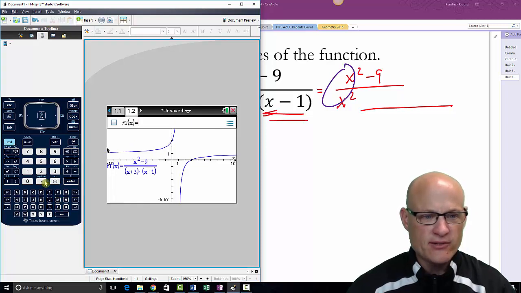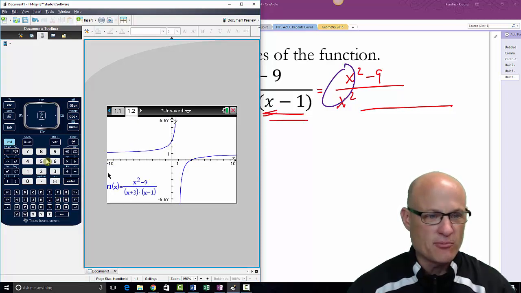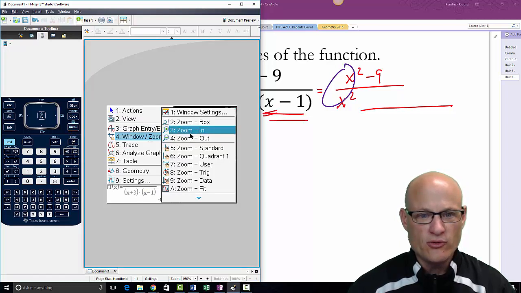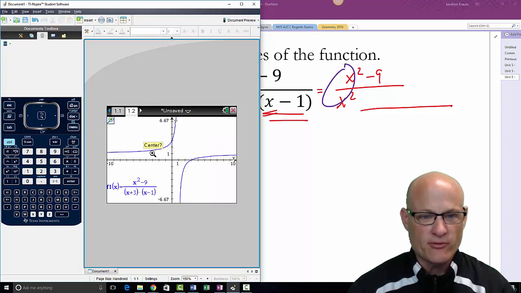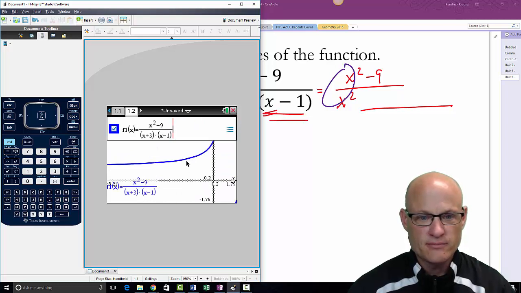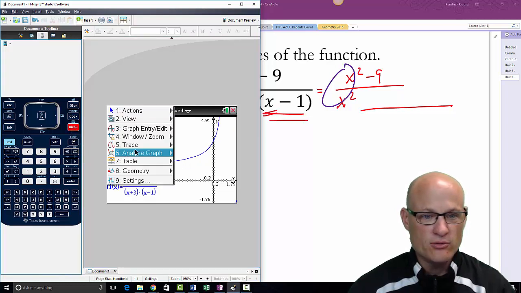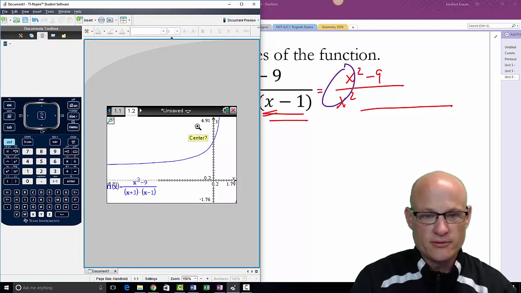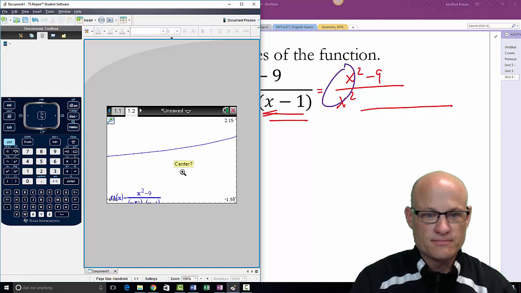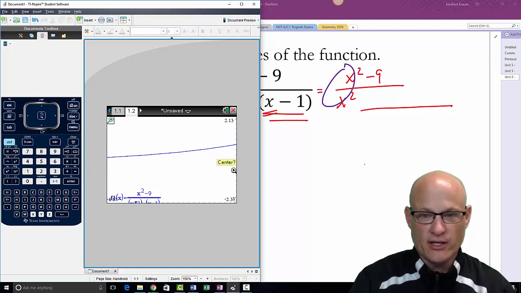Control T. Get rid of that. Let's do this. Let's blow things up. Let's go menu, window, and zoom in. And I'm going to zoom in at negative 3. Oh, man. It's not letting me zoom in. Menu, window, zoom in. Center. Now I don't know where negative 3 is anymore. It's over here somewhere. Well, it should show a hole. Apparently, it's not showing it.